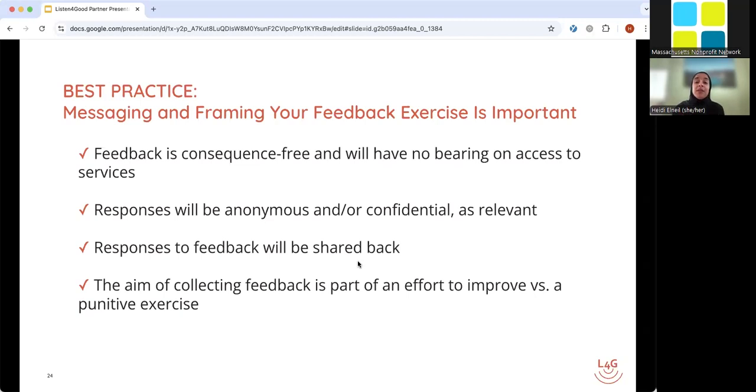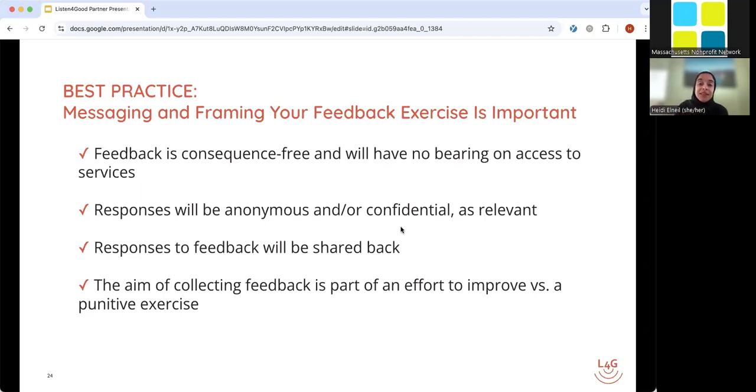And being very clear about the purpose of collecting this information, right? That it's about getting feedback on your work so that you can improve your work and meet their needs. It's not about getting anyone in trouble. Just being really clear that it's about feedback and it is about being able to better serve the community. That's crucial.